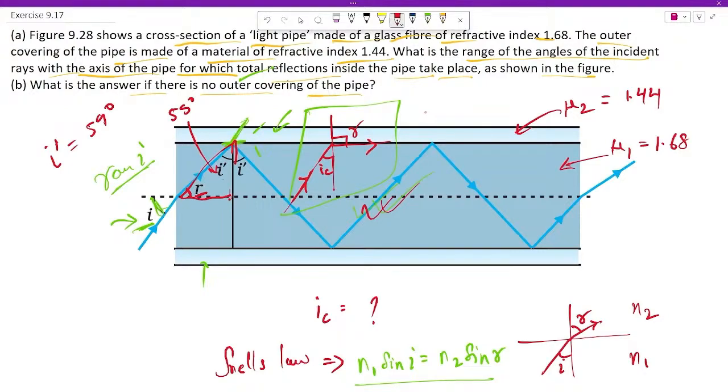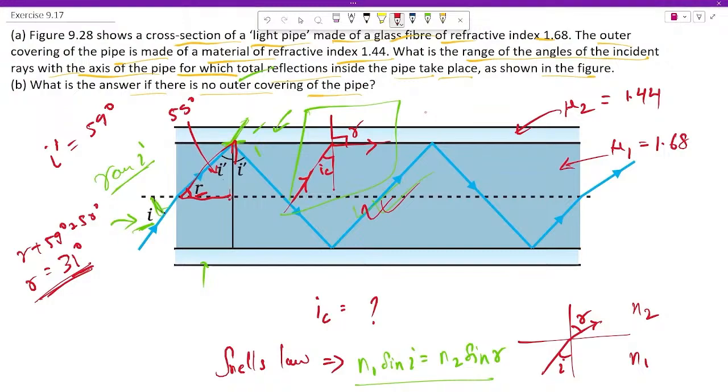So I dash plus R must be equal to 90 degree. So R plus 59 degree must be equal to 90 degree. So the value of R must be equal to 31 degree. So the minimum value of I dash should be 59 degree. So maximum value of R should be 31 degree.